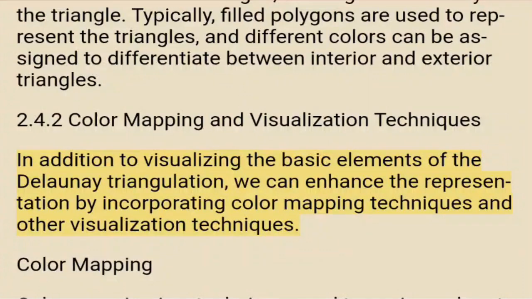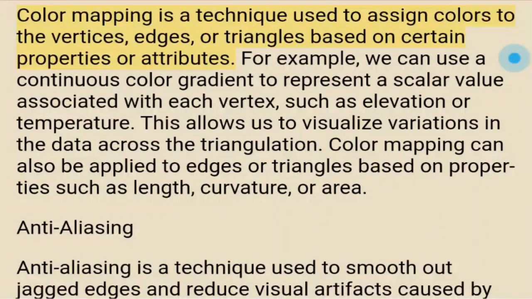2.4.2 Color mapping and visualization techniques. In addition to visualizing the basic elements of the Delaunay triangulation, we can enhance the representation by incorporating color mapping techniques and other visualization techniques. Color mapping. Color mapping is a technique used to assign colors to the vertices, edges, or triangles based on certain properties or attributes. For example, we can use a continuous color gradient to represent a scalar value associated with each vertex, such as elevation or temperature.